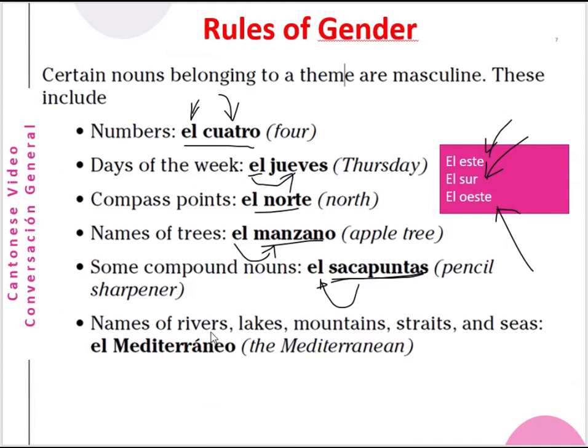And the names of rivers, lakes, mountains, straits, and seas. For example, the Mediterranean, we use el Mediterráneo, the Mediterranean Sea.